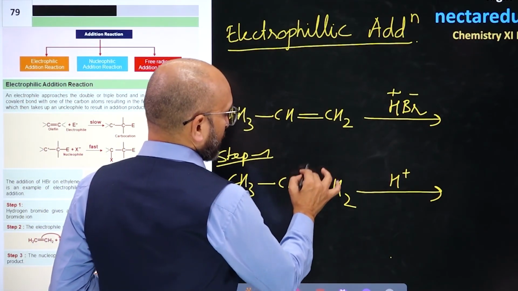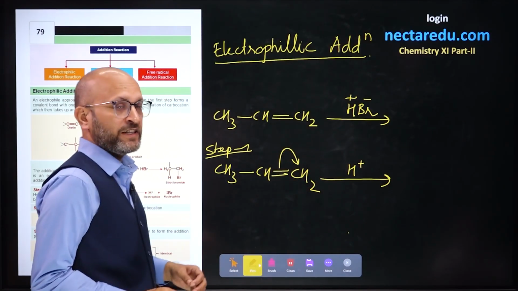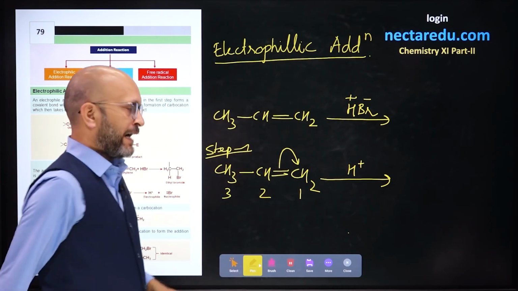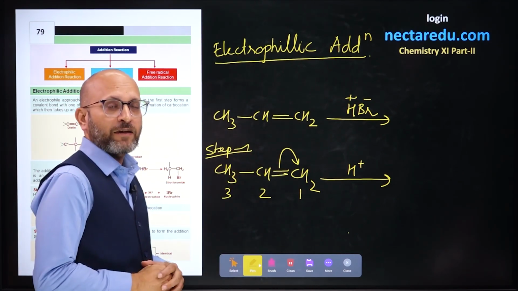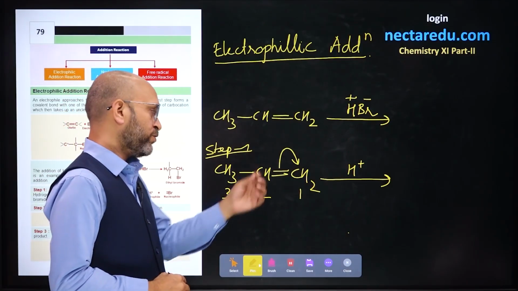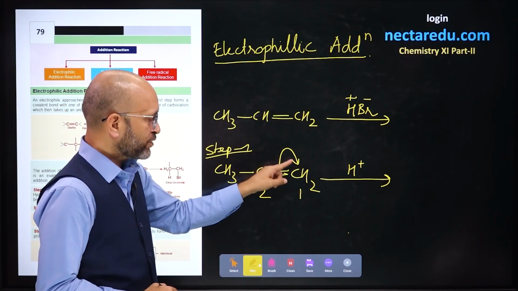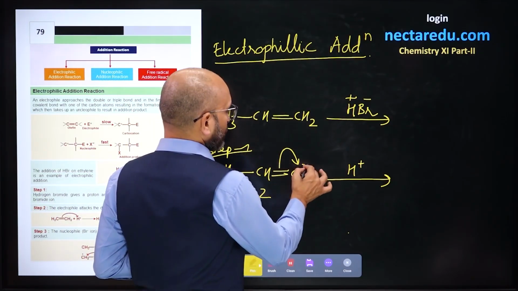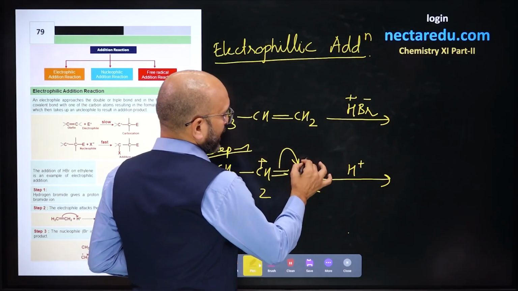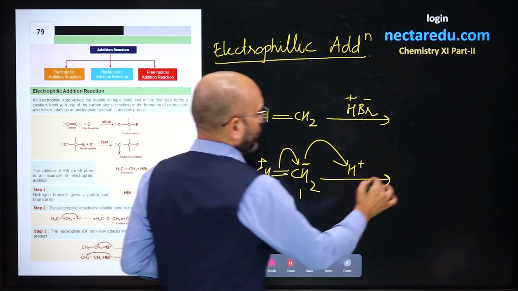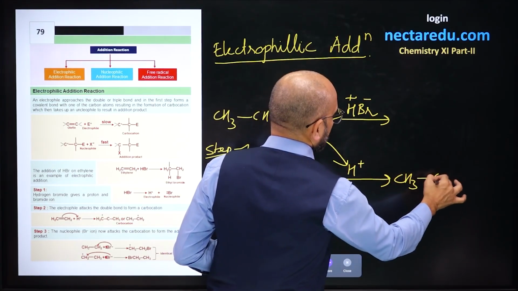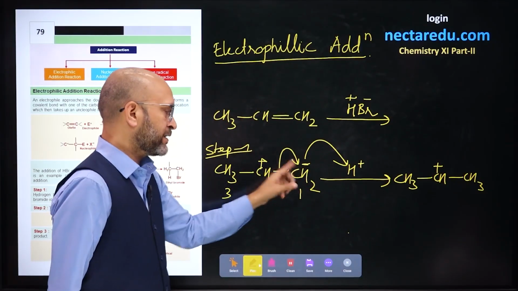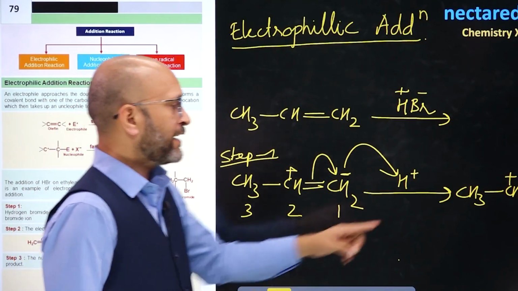So what do you think? On which carbon will the negative charge be stable? On carbon 1 or carbon 2? I think you will agree with me that a 1 degree carbanion is more stable than 2 degree. So the bond breaks like this, so that you get the negative charge on the 1 degree carbon. When negative comes on this carbon and positive on this carbon, the negative attracts H+. So you get a carbocation like this, CH3CH+, and CH2 becomes CH3 because H+ is getting bound over here. So you get this carbocation.